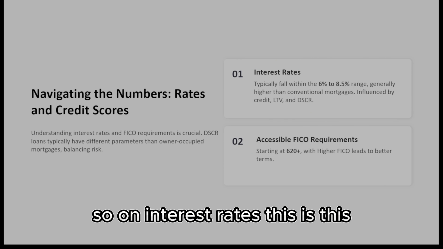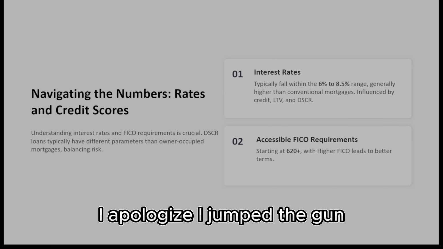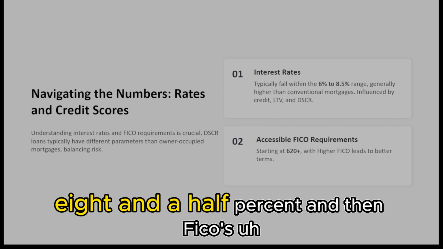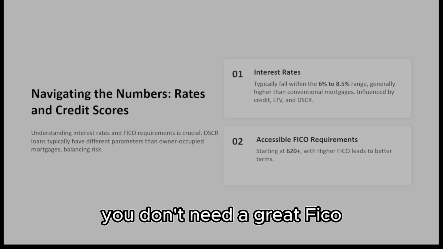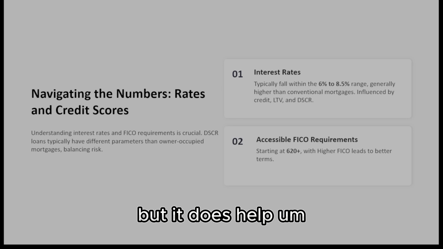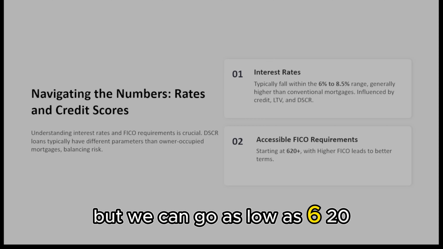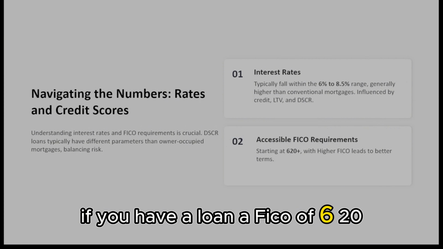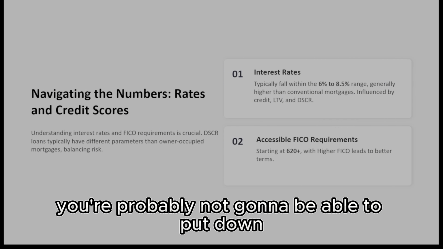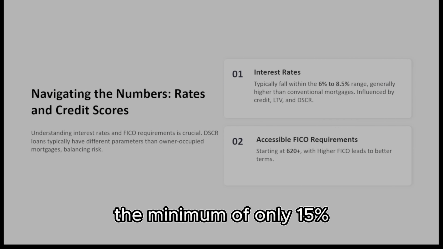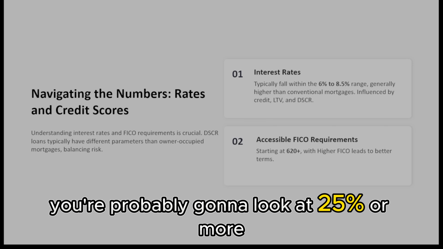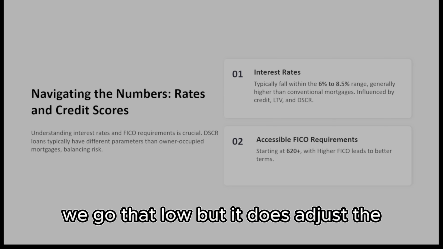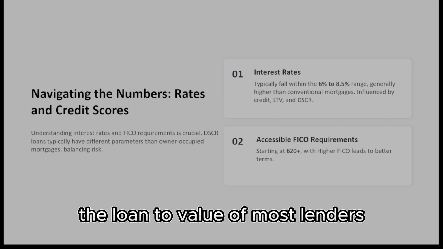So on interest rates, I apologize, I jumped the gun. This is where the 6 and 8.5%, and then FICOs. You don't need a great FICO, but it does help. But we can go as low as 620. And again, the FICO does affect the loan to value. If you have a FICO of 620, you're probably not going to be able to put down the minimum of only 15%. You're probably going to look at 25% or more. So just keep that in mind. We go that low, but it does adjust the loan to value of most lenders.